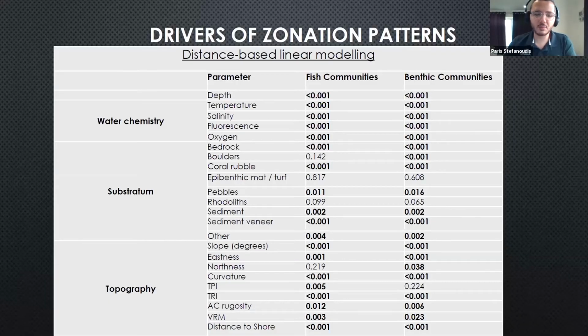Now, of course, these were the biological patterns, and we're really interested to try and understand what is driving those biological patterns, which specific environmental drivers are responsible for this. So we did collect a lot of water chemistry data during the expedition, such as temperature, salinity, oxygen. We did also collect a lot of substratum information, based on the image-based analysis, as Nick already said.